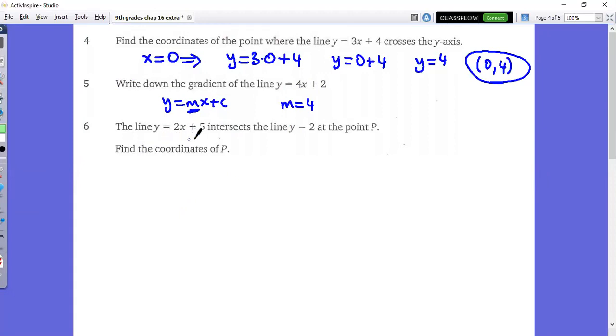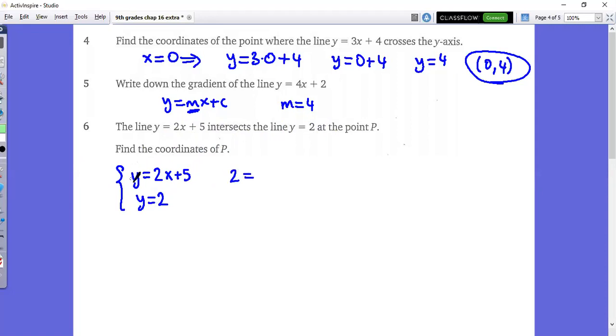The line y equals 2x plus 5 intersects the line y equals 2 at the point P. Find the coordinates of P. So this is actually 2 lines, you know. This is horizontal line. Okay, this is another one line maybe. Y equals 2. So y equals 2. Y coordinate is 2. That means, so we can substitute here.